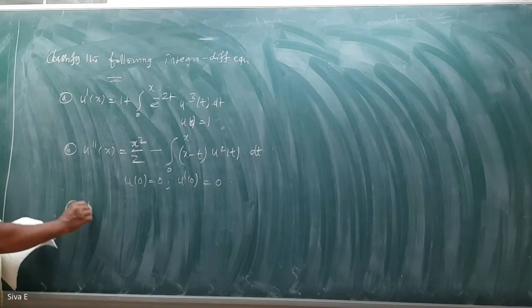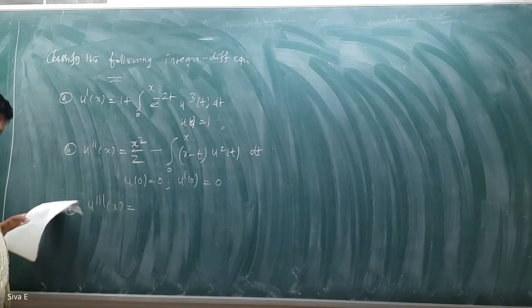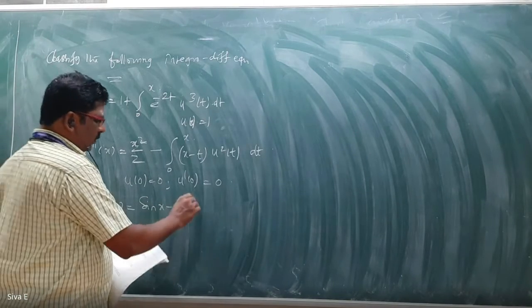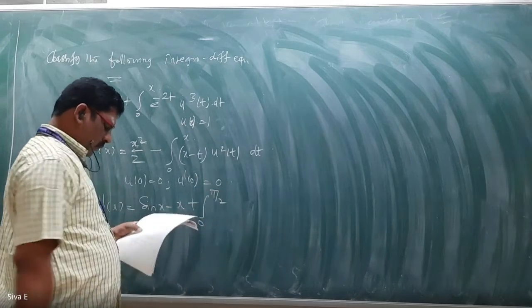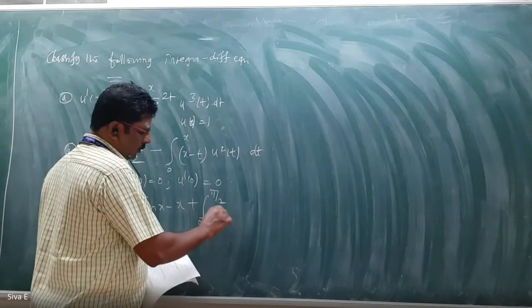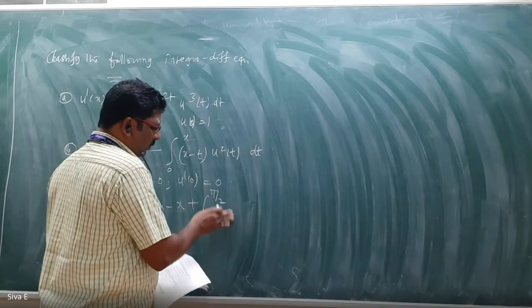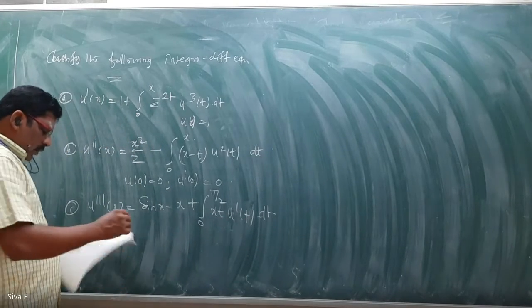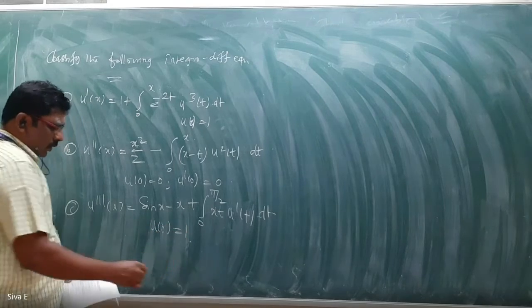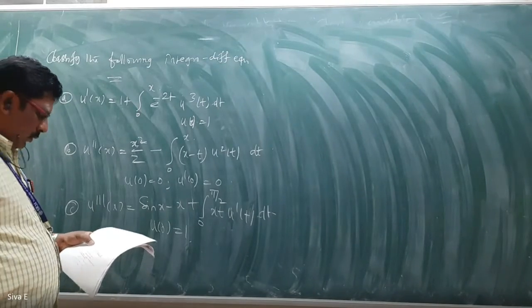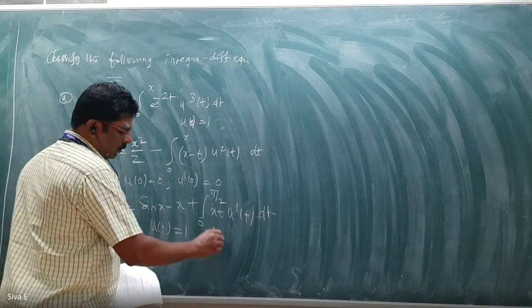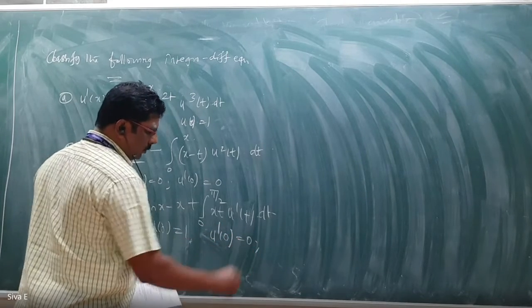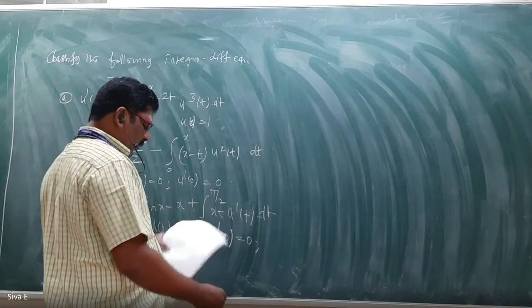u triple dash of x equal to sin x minus x plus integral from 0 to pi by 2 of x p u dash of t dt, where u of 0 equal to 1, u dash of 0 equal to 0, u double dash of 0 equal to minus 2.